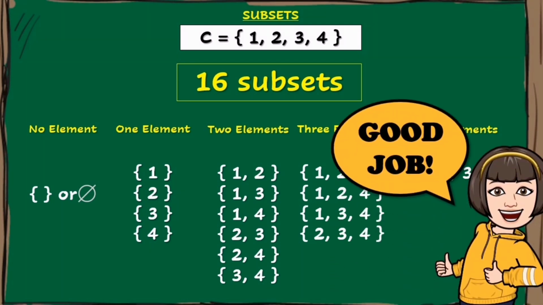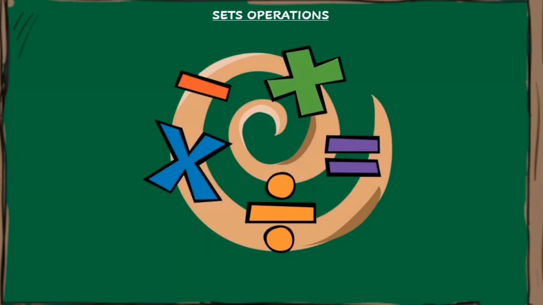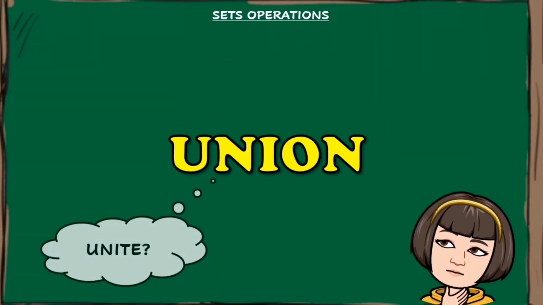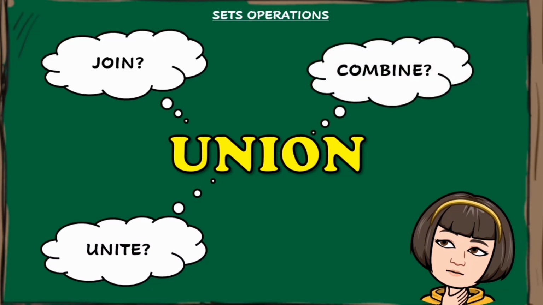Good job! Just like numbers, sets have operations too. Let us learn about these one by one. What comes into your mind when you hear the word union? Did you say unite, combine, join? These words are quite related to union. Let us observe this example.